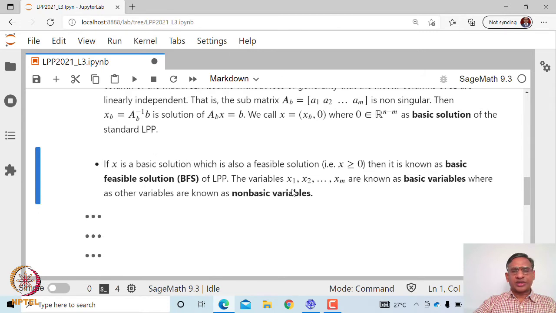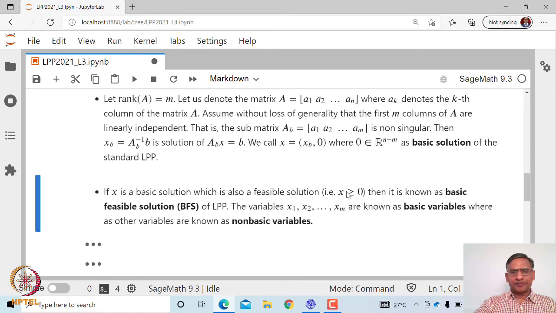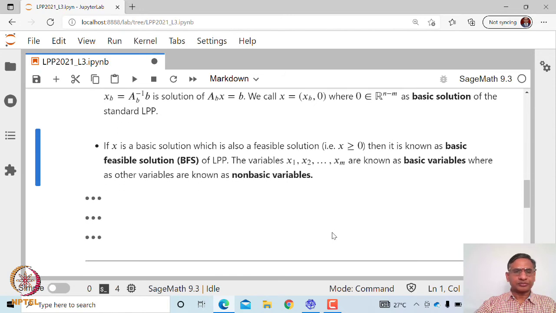Now remember we wanted x to be non-negative. That means all x should be non-negative. At present, x we have got as a basic solution, which is nothing but the solution of Ax equal to b. But in case all the components of x, that is all the components of the basic solution, are non-negative, then such a solution is called a basic feasible solution, in short BFS. And the variables corresponding to the basic solution, that is in this case as per our assumption x1, x2, ..., xm, are called basic variables, and the remaining variables are called non-basic variables.